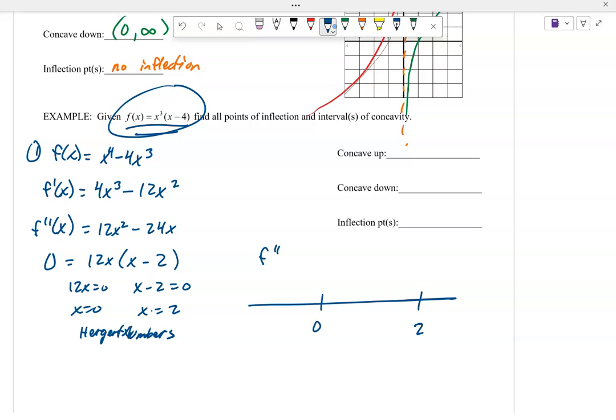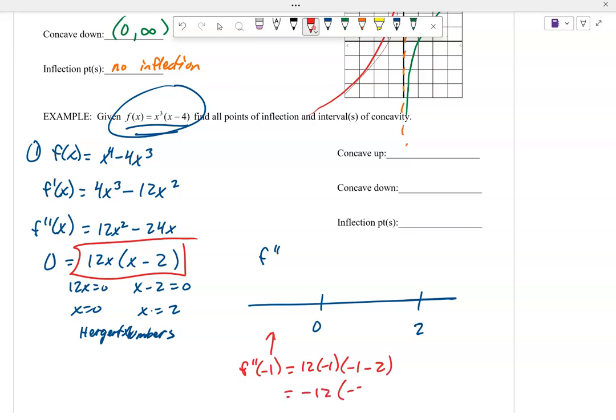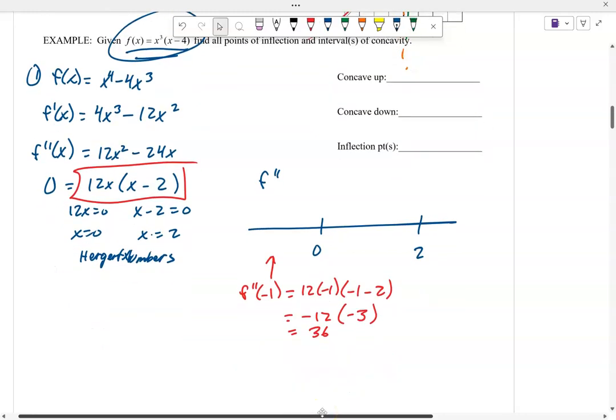Okay, so we want to go ahead and run our second derivative test, testing around those Hilbert numbers. So let's go ahead and throw in negative 1. So f double prime of negative 1. I'm going to throw it into my second derivative. So I got 12 times negative 1 times negative 1 minus 2. I got negative 12 times negative 3, which is a positive 36. So f double prime of negative 1 is positive.